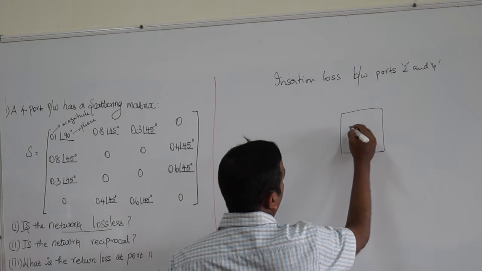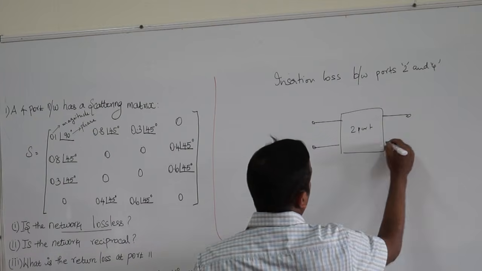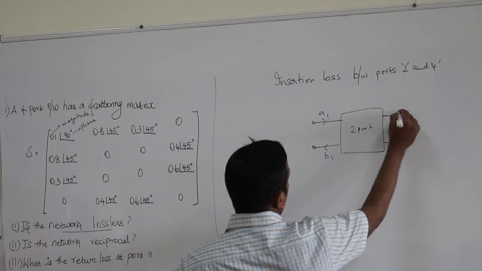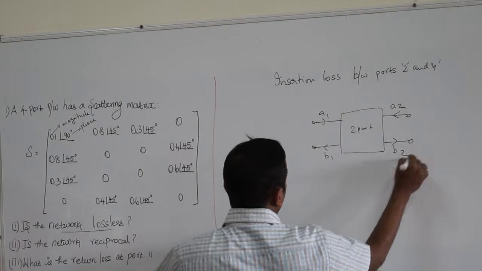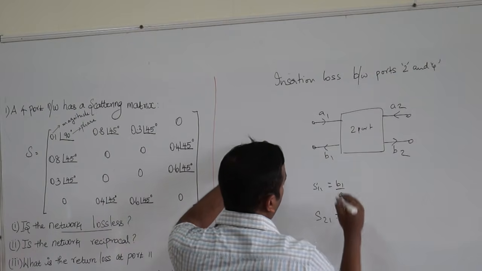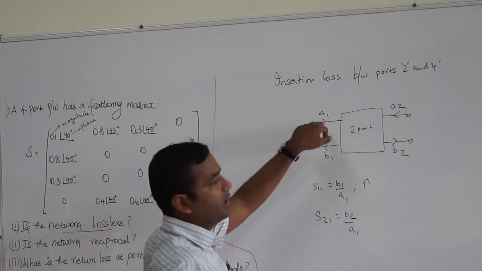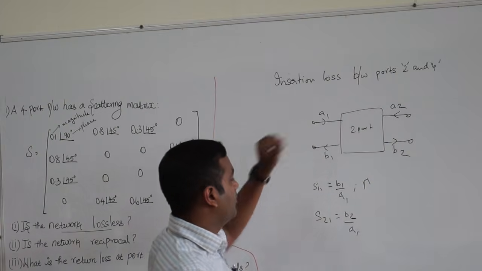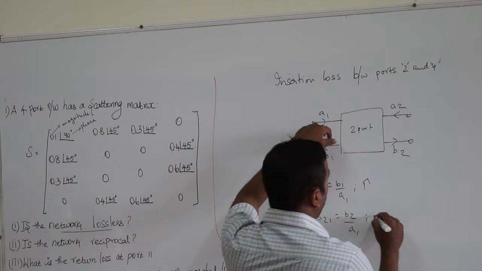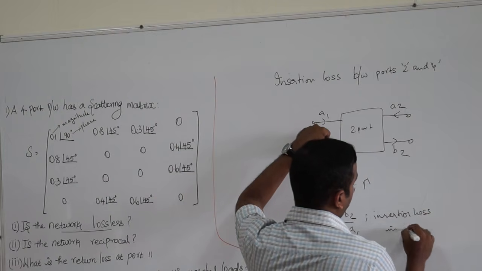Let's take a two-port network. Just to give you a quick understanding, this is A1, B1, A2, B2. S11 was nothing but B1 by A1. S21 was nothing but B2 by A1. S11 is your reflection coefficient gamma. B1 by A1 is the reflected by incident wave, so it represents your reflection coefficient. Whereas S21, which is B2 by A1, represents your insertion loss in a passive network.